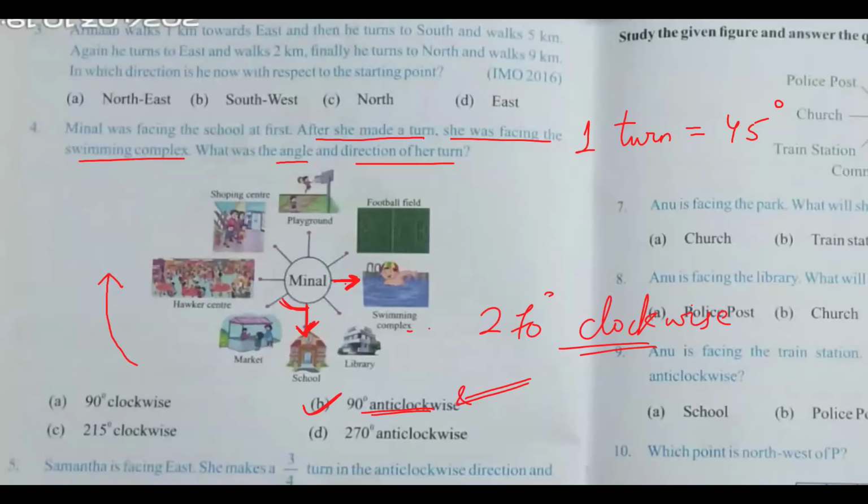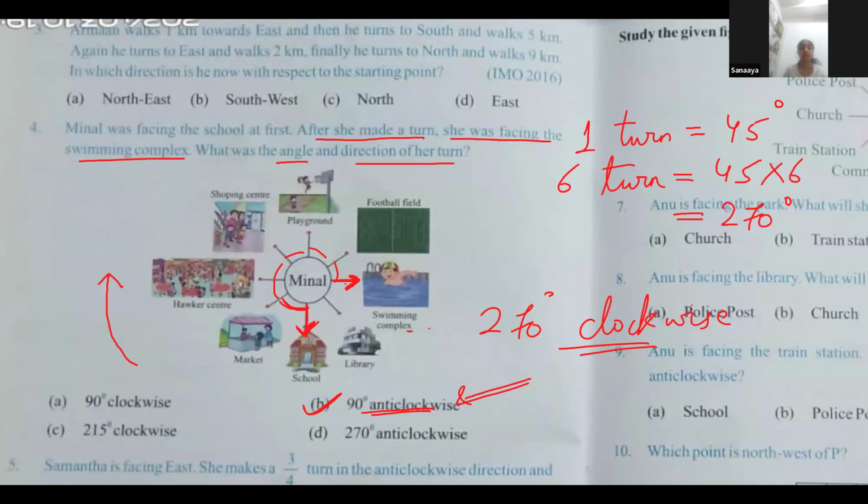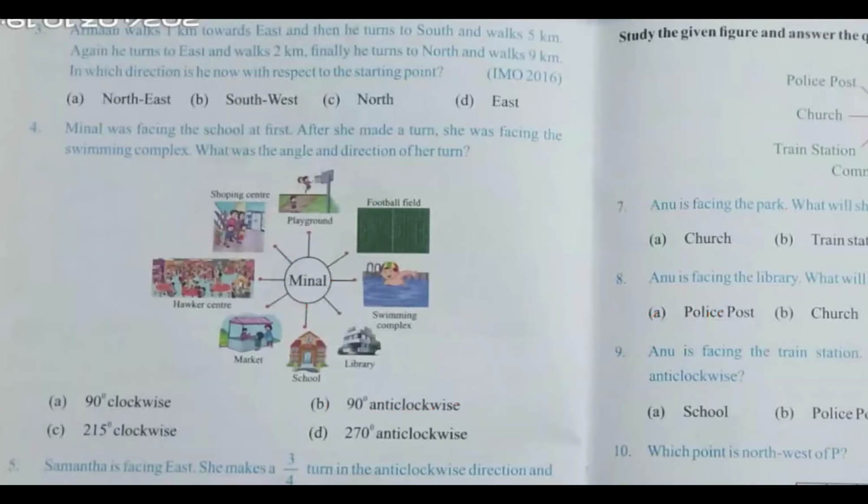And how did we get to 270 degrees? Because she has taken how many turns? 1, 2, 3, 4, 5, and 6. 6 turns she has taken. So if one turn constitutes 45 degrees, for 6 turns we can just multiply 45 multiplied by 6 and we'll get 270 degrees. I hope you have done it in the same way, both of you. Yes, ma'am. Good. Correct. Let's see the next one now.